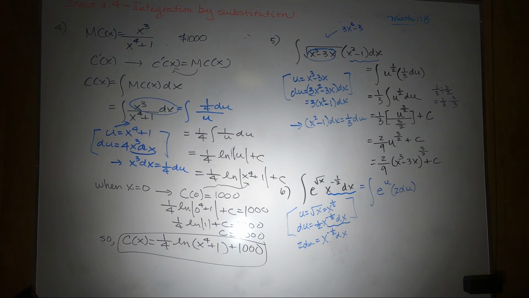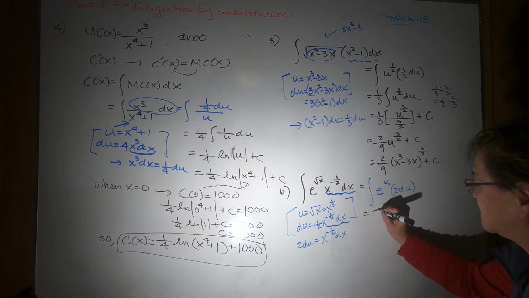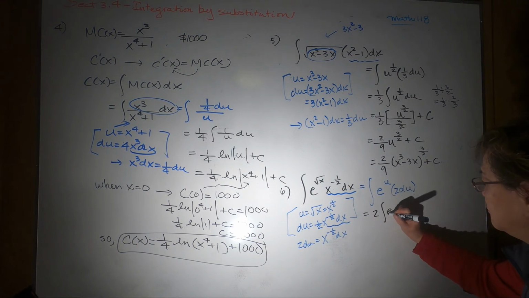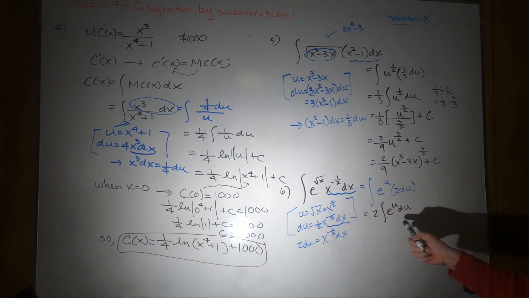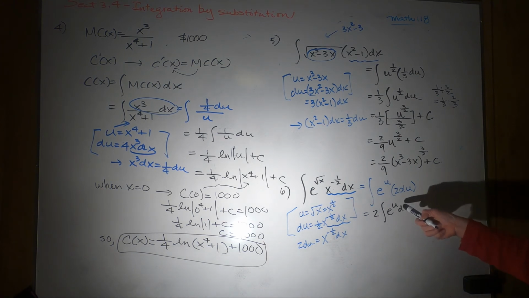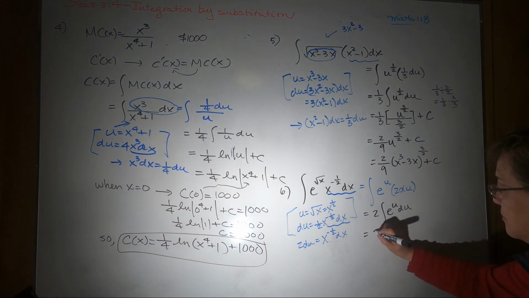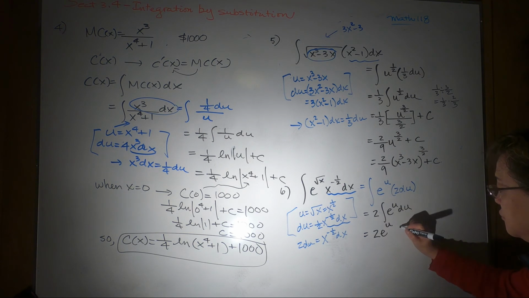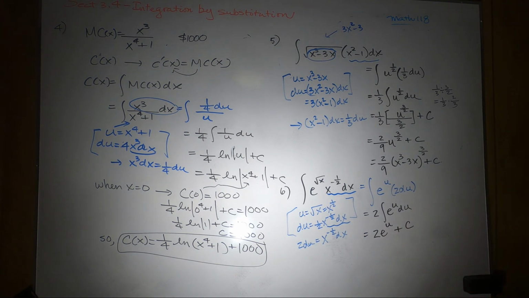Then it becomes what? You can see if you take a 2 out, then it will be e to the u du. That will be a simple exponential function integration. e to the u is e to the power would be itself. That would be what? 2e to the u plus c. Is that right?